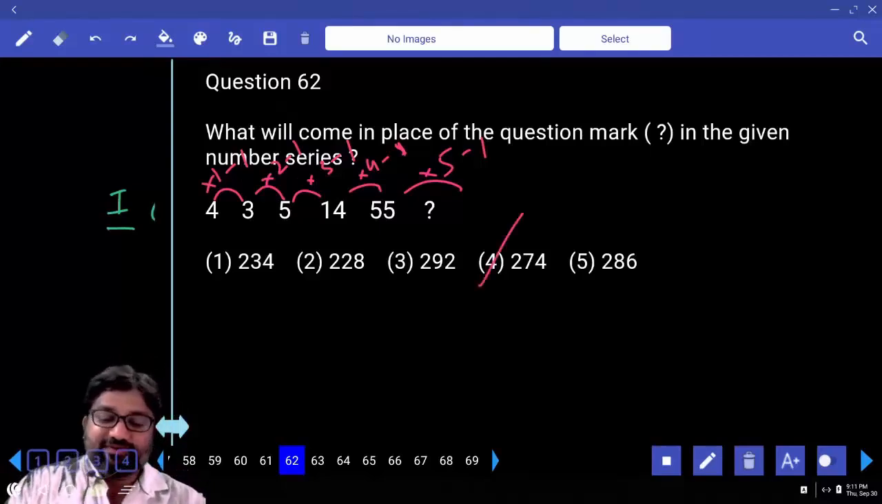Minus 1, 274 is my answer. Don't waste any time. Learn the techniques, learn the speed.